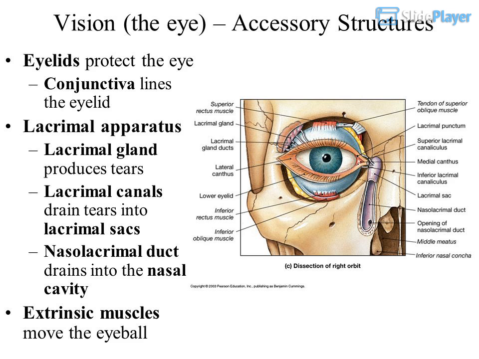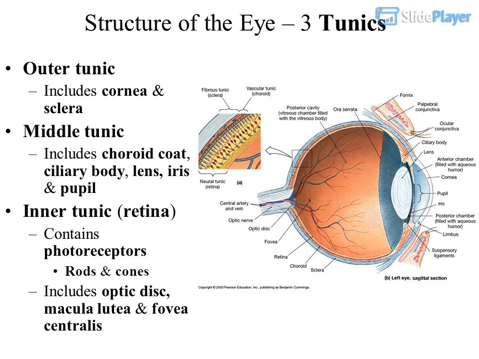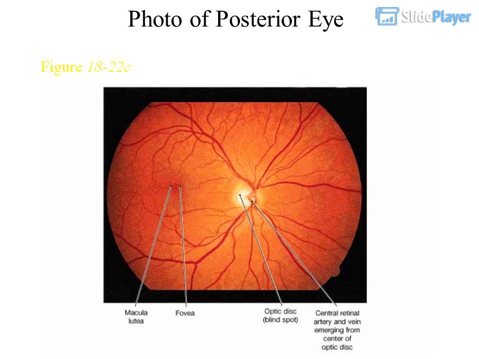Extrinsic muscles move the eyeball. Structure of the eye: 3 tunics. The outer tunic includes the cornea and sclera. The middle tunic includes the choroid coat, ciliary body, lens, iris and pupil. The inner tunic, the retina, contains photoreceptors: rods and cones. It includes the optic disc, macula lutea and fovea centralis. Photo of posterior eye.